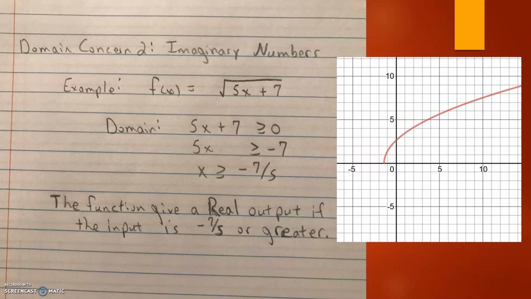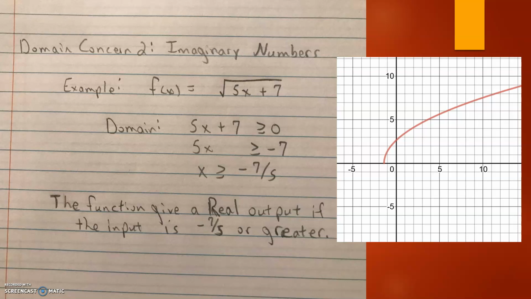So let's look at an example. F of x equals square root of 5x plus 7. So what's under the square root is 5x plus 7. We don't want that to be negative, so we'll set up the inequality 5x plus 7 greater than or equal to 0. We'll isolate x and solve this inequality. We get x is greater than or equal to -7/5. Okay. This means that the function will give a real output if the input is -7/5 or greater.